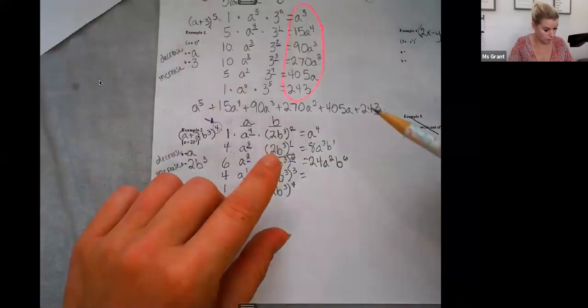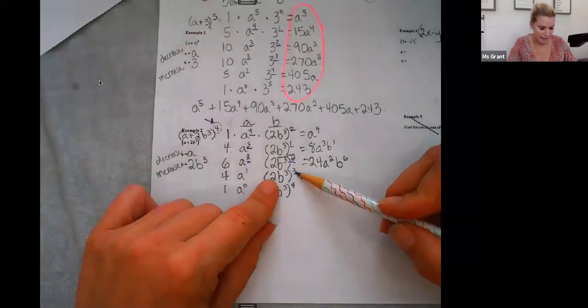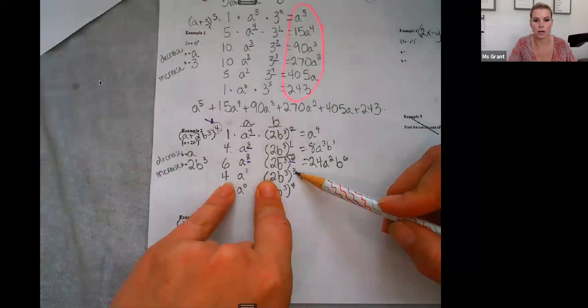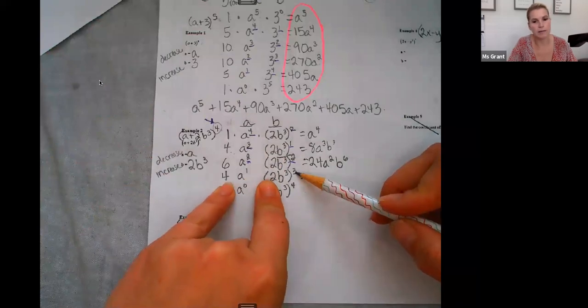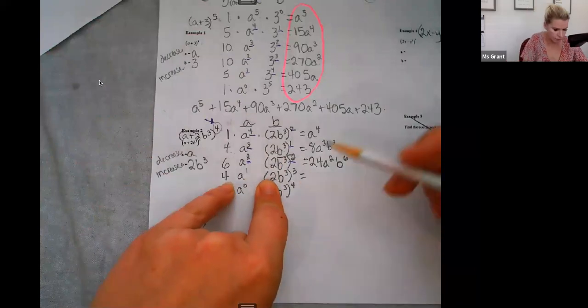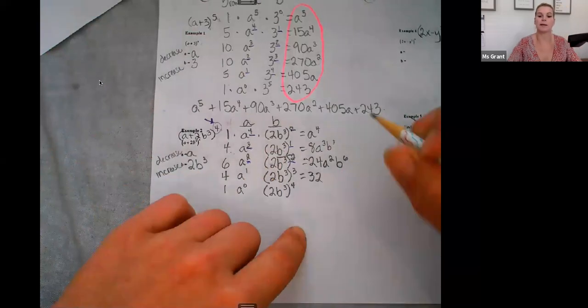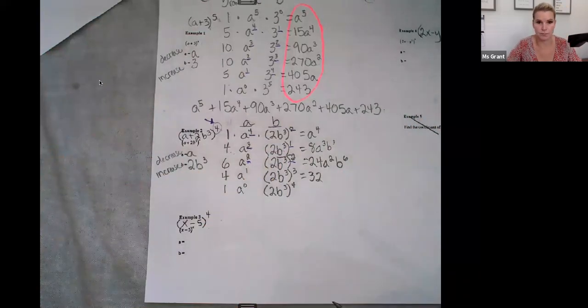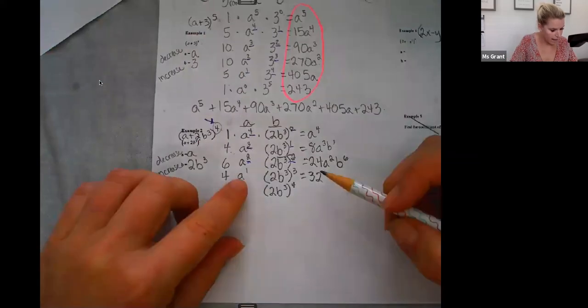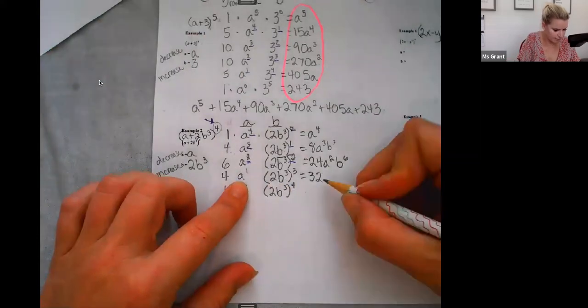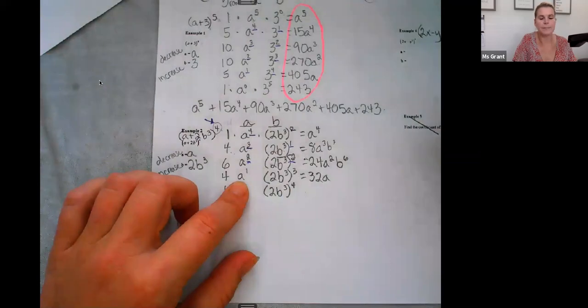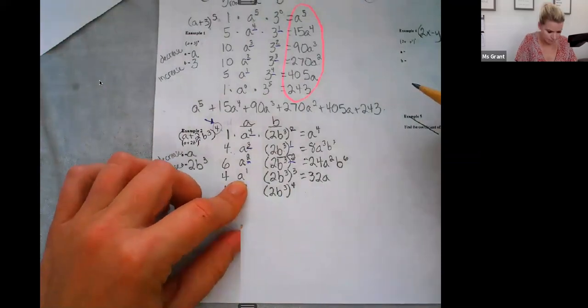Two to the third power is 8. 8 times 4 is 32. That's my coefficient. A to the first, always alphabetical order. B to the 3 times 3, b to the 9th.